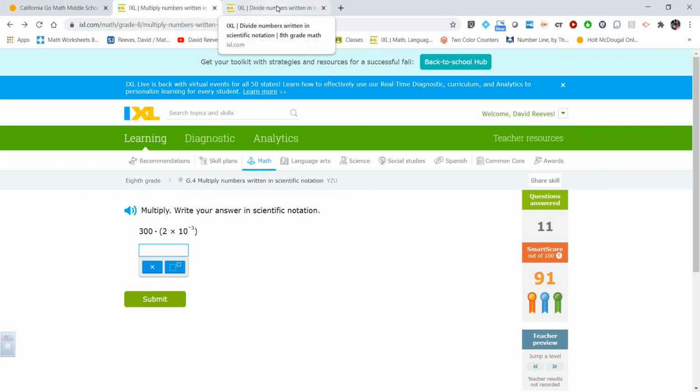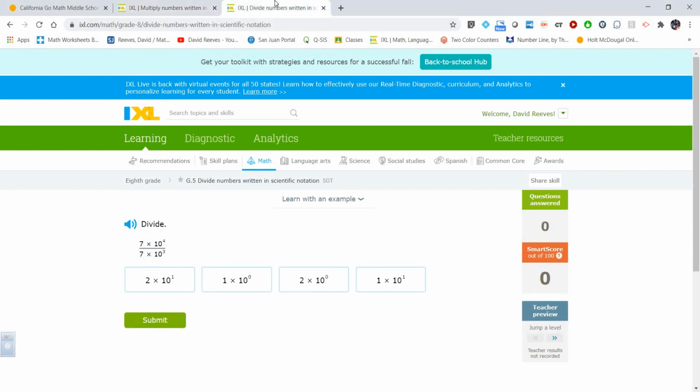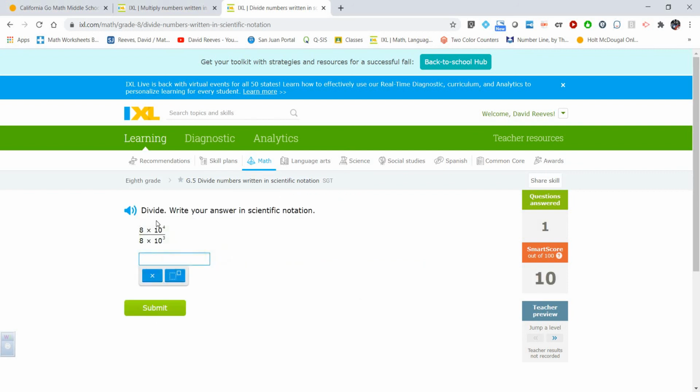Now let's quickly go over to division. Remember, with division, we're going to divide the coefficients and subtract the exponents. Oh man, they were hard on us. 7 divided by 7 is 1. 4 minus 3 is 1. How about 1 times 10 to the 1? 8 divided by 8 is 1, right? 4 minus 3 is 1. How about 1 times 10 to the 1 power?